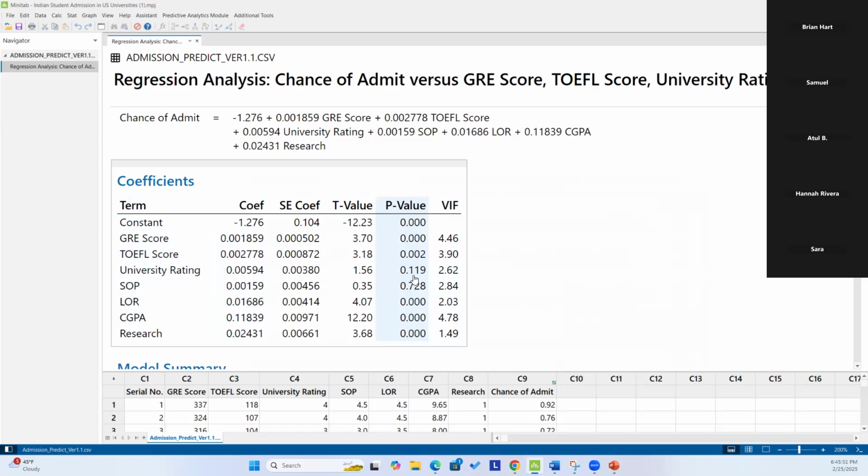What about university rating? Not useful. Exactly. And a statement of purpose? Not useful as well. Exactly. And we will prove this later, and I will show you what is useful and useless of these two things. And the rest of the things are useful.